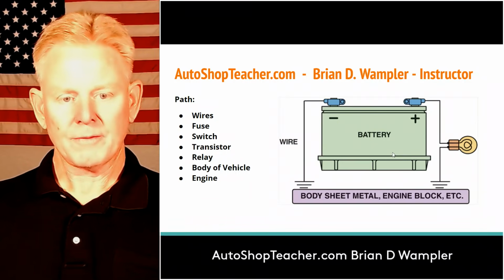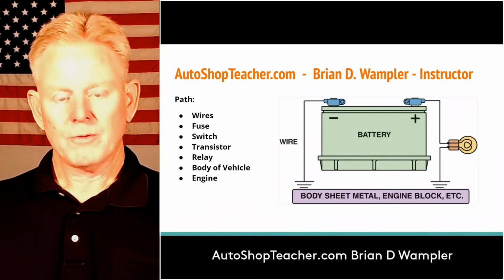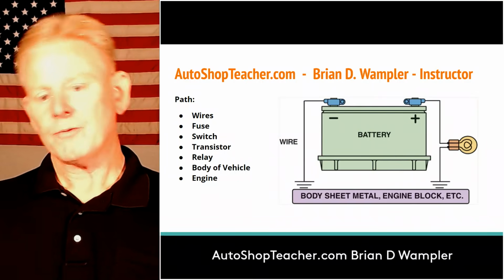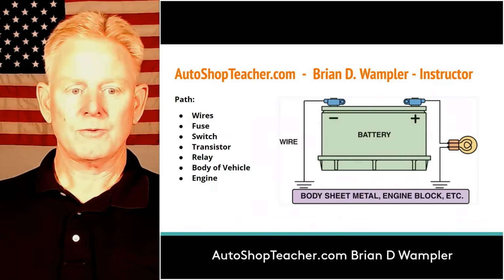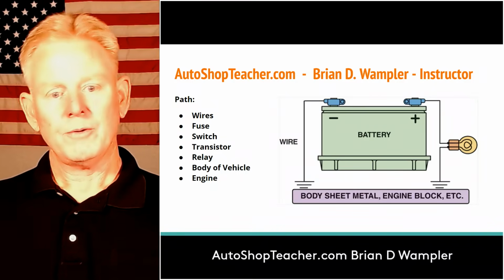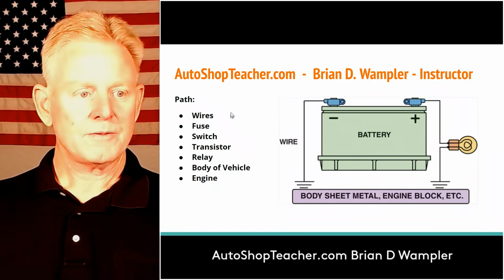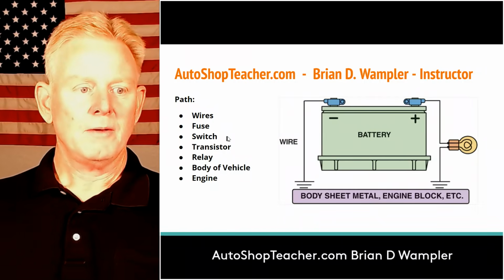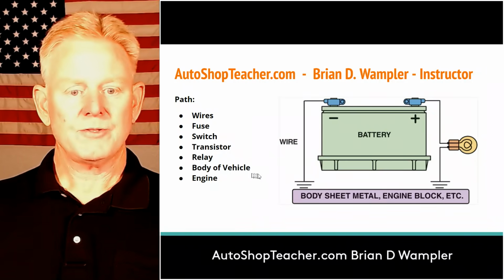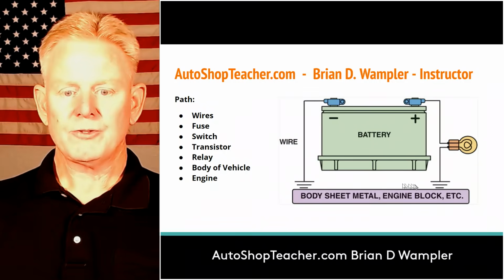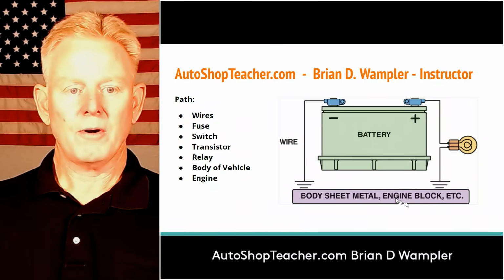Now the path between that source and that load can have a number of other components along the way, both going to the source and coming back. Again, starting at that source and going through the load and back. Along the way, as mentioned, we can have the wires, fuses, switches, transistors, relays, and the body of the vehicle or engine itself. The illustration here is showing what it would be like if the body of the vehicle or the engine were a part of a circuit.